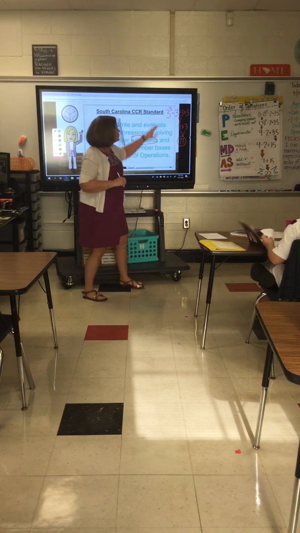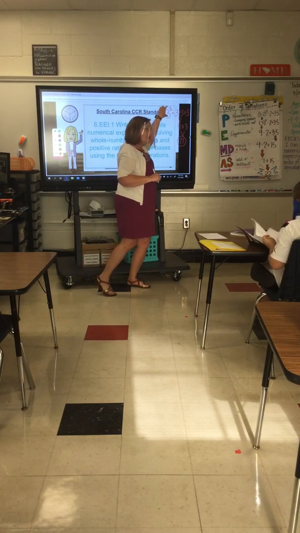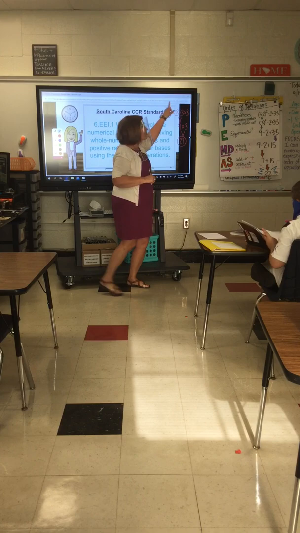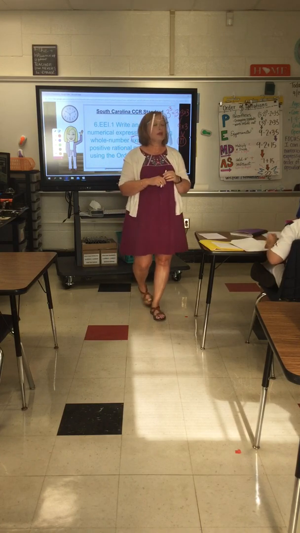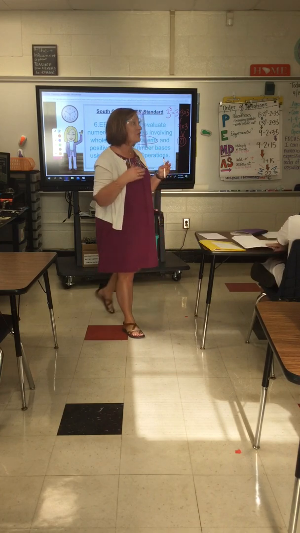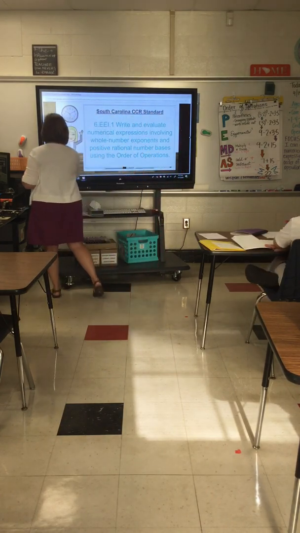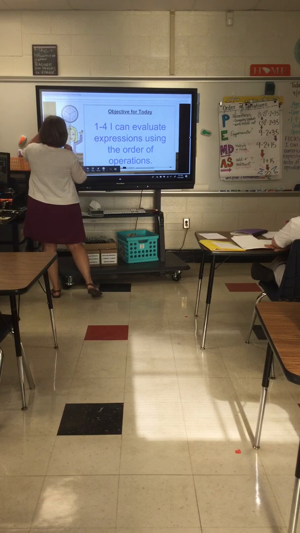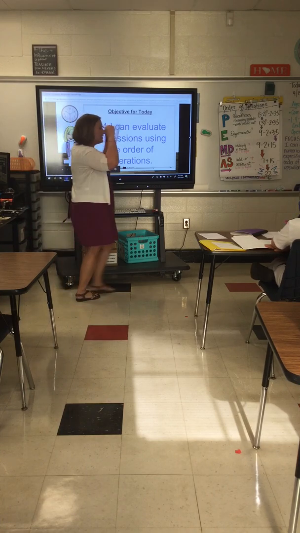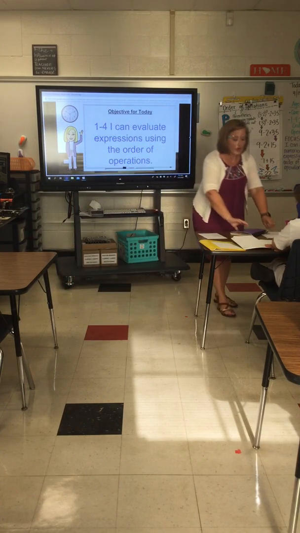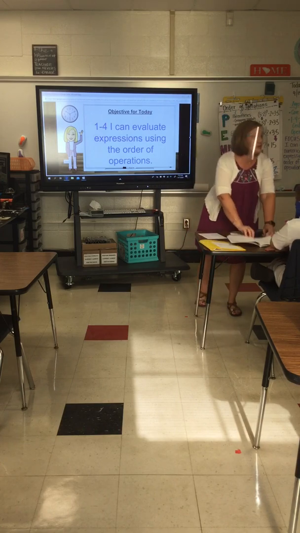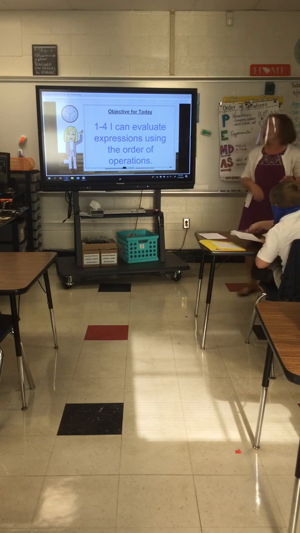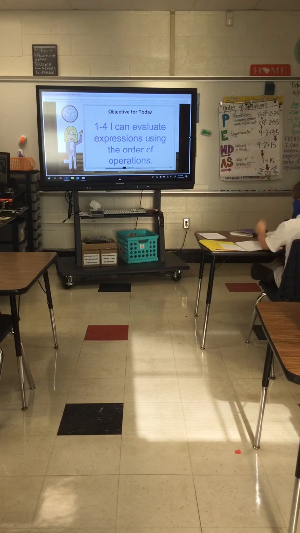So we cannot just do 3 times 3. The base tells us the factor. It tells us what we're multiplying. And the exponent tells us how many times we're going to multiply. Now we're going to use that in with our order of operations, all right? Which y'all have done before. So at the very top of your page, in the middle white part right here, I want you to write your focus statement, 1-4. I can evaluate expressions using the order of operations.